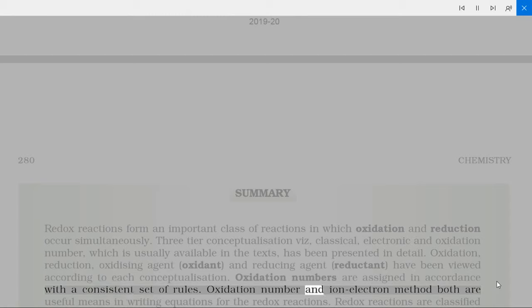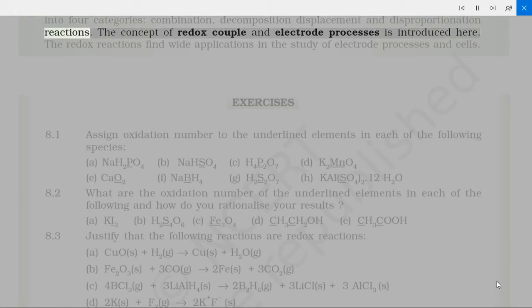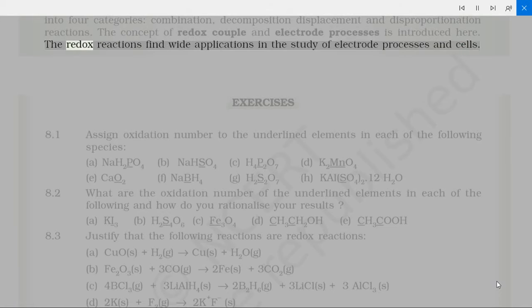Oxidation number and ion-electron method both are useful means in writing equations for the redox reactions. Redox reactions are classified into 4 categories: combination, decomposition, displacement, and disproportionation reactions. The concept of redox couple and electrode processes is introduced here. The redox reactions find wide applications in the study of electrode processes and cells.